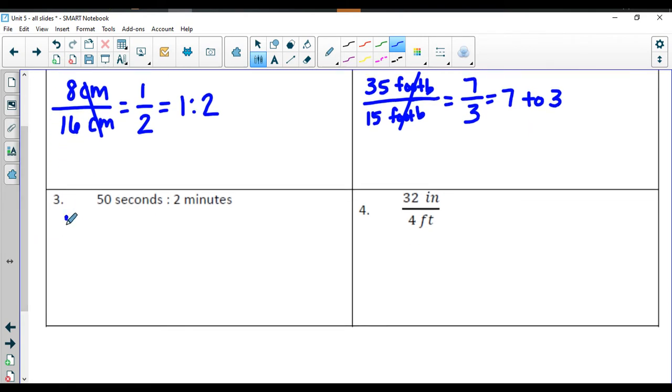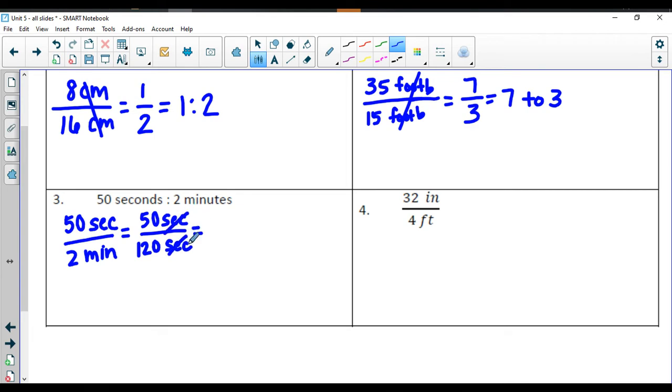Example number 3, the first one we see here, this is the first time we have 50 seconds over 2 minutes, the first time that our labels don't actually match. What we're typically going to do is ask which one is smaller, a second or a minute? Because seconds are smaller and we don't have a whole minute here, we're going to actually have to change 2 minutes into seconds so that our labels match. So we're going to rewrite this as 50 seconds. That'll stay the same. 1 minute is 60 seconds, so 2 minutes would be 120 seconds.